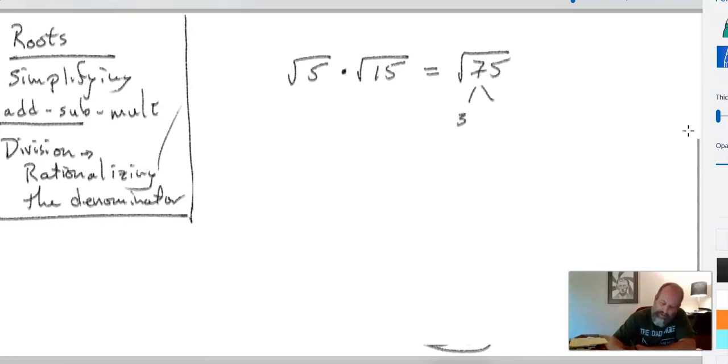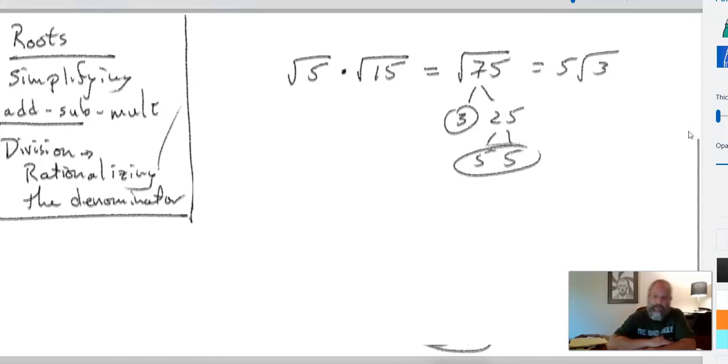Let's see here, that's 3 times 25. Oh yeah, we did this one, didn't we? Pair of 5s, this ends up being 5 root 3. Okay, now, there's a nicer way to do this. Because if this thing is going to be the square root of 75 anyways, I could kind of look at it this way.